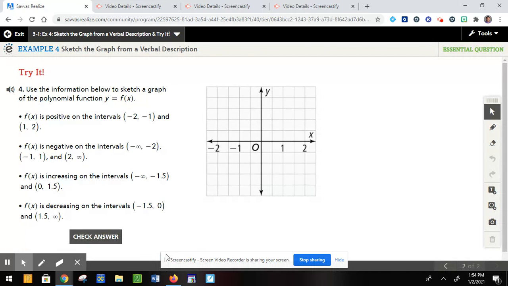You're going to try to do the same thing here. So pause it and then come back, and then I'll talk you through each of the steps. So try as much as you can get, and then we'll compare answers.